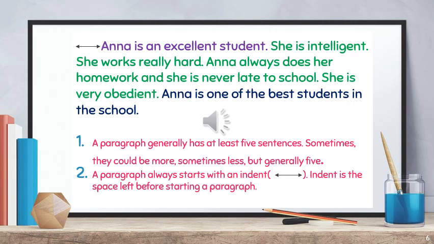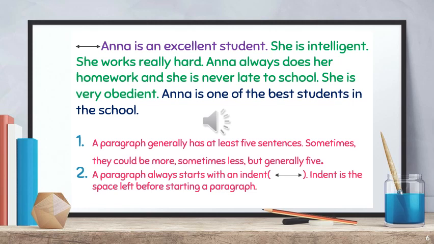Okay, now let's have a look at the example that we did earlier. I have identified each of the parts of the paragraph with different colors for better understanding. So the one in purple, Anna is an excellent student. Now this is the topic sentence. This sentence gives us an idea as to what the paragraph is about, right? You read the first sentence and you understand that this paragraph is about Anna, right?